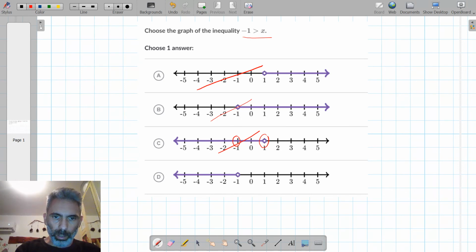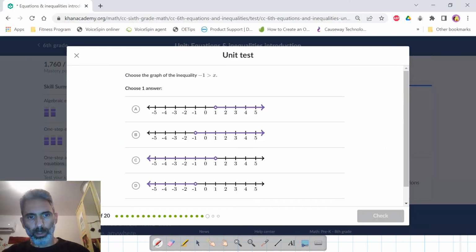So all the values of x are to the left of -1, meaning that they are less than -1, meaning that -1 is greater than all the values of x. So D is the correct answer. Okay.